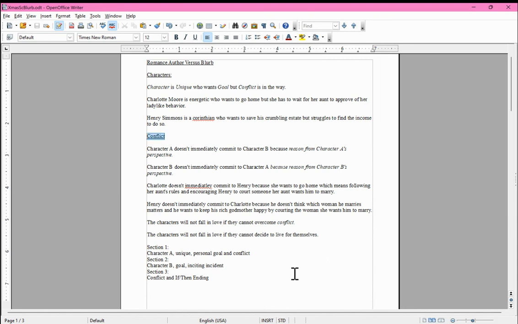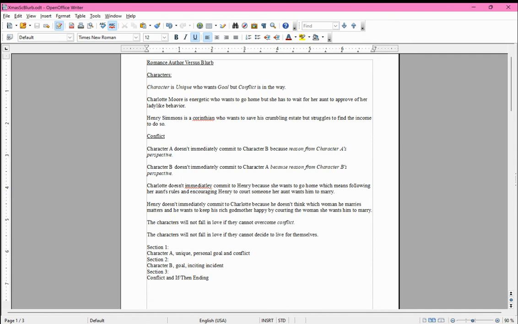Then I get to the conflict because a blurb is going to want to display the conflict. So I have character A doesn't immediately commit to character B because this is a romance. So I want to know, why aren't they immediately together? Because reason from character A's perspective. And then fill in the blank for the other character. And these sentences are just to help you understand the key parts of your story that might be important to include in your blurb.